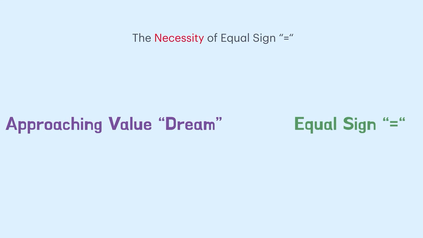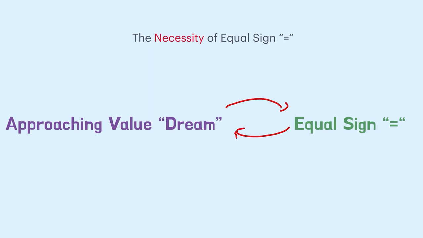So the mathematicians started to realize that this equal sign is really, really important. We need this equal sign to calculate the approaching value, and this is the problem the mathematicians were facing. They really wanted to build connections between the approaching value and the equal sign. But so far, there was nothing they could use to achieve that. They had to create something new.